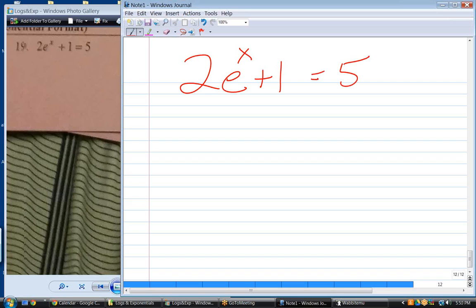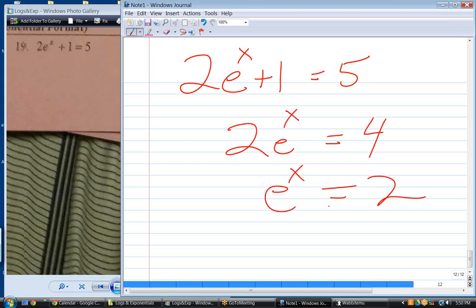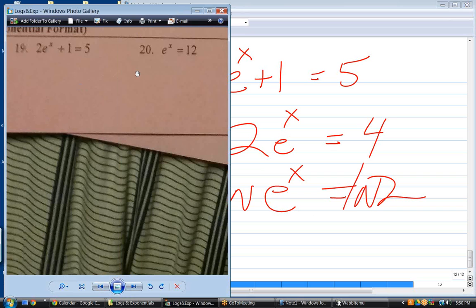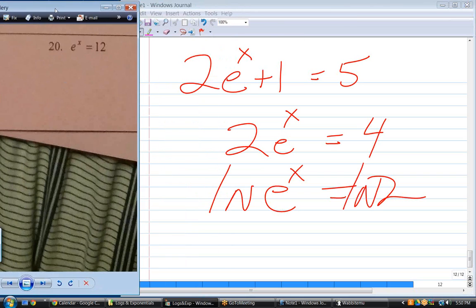First step. Subtract 1 from both sides. Divide both sides by 2. Take the natural log of both sides, so x equals natural log 2. Good. What's x equal here? X equals natural log 12. Good.